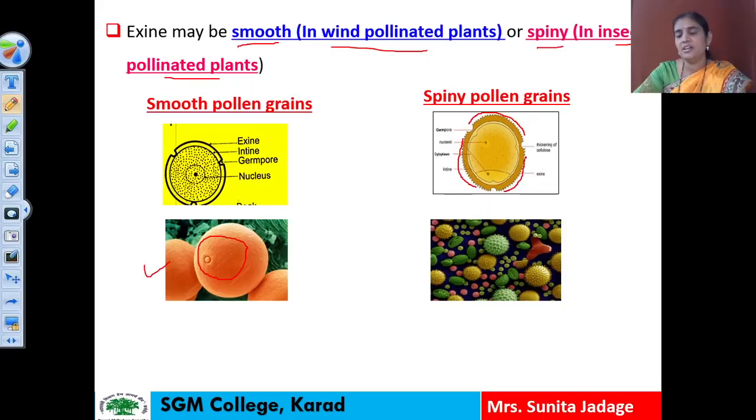You can see here, these are the spines which are present on this exine wall, and in the second diagram you can see the number of pollen grains which are showing this spiny exine. Okay, so in this way some pollen grains are smooth, and generally wind pollinated plants are showing smooth pollen grains, and some pollen grains are spiny. Generally insect pollinated plants are showing spiny pollen grains.